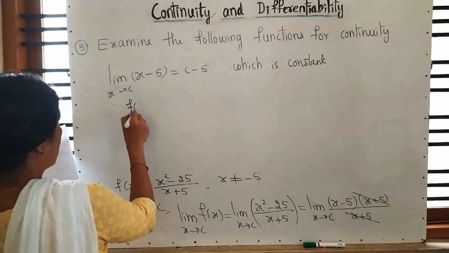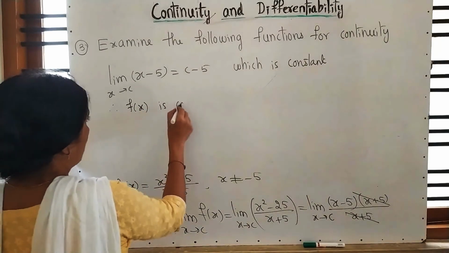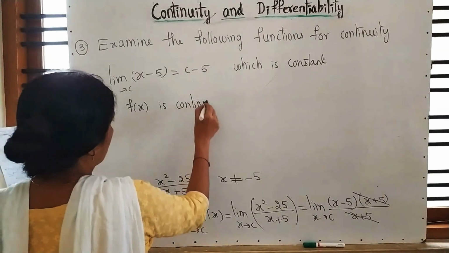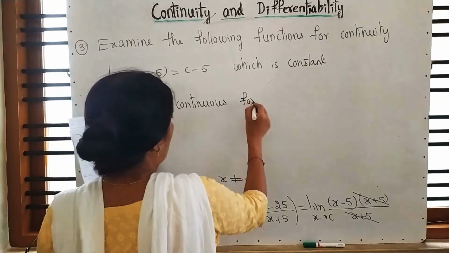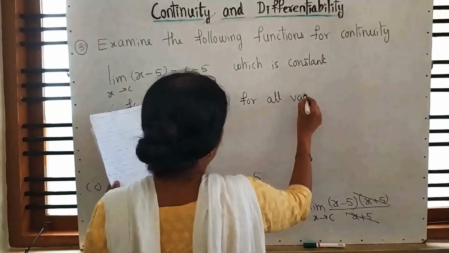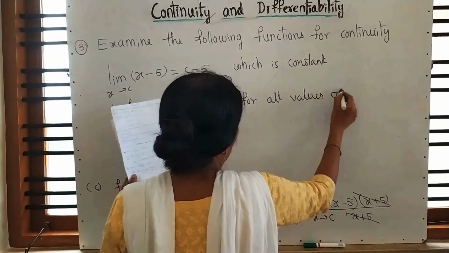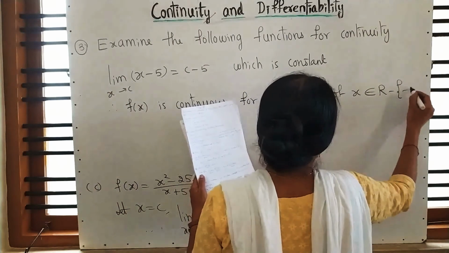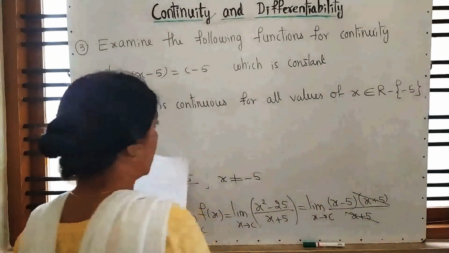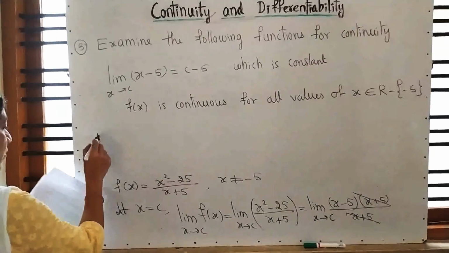Therefore, f of x is continuous for all values of x belongs to R, except minus 5. Understood? Moving to the next question, fourth one.